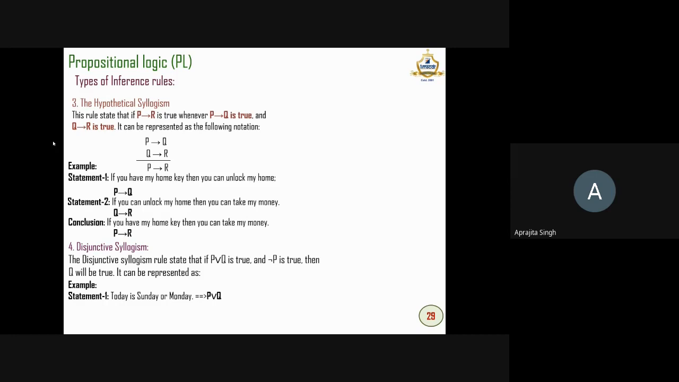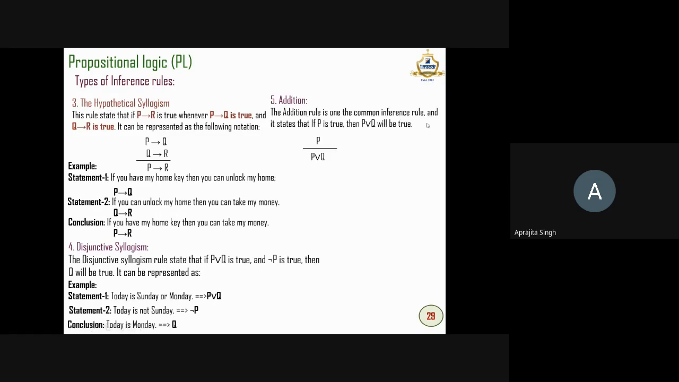So today is Sunday or Monday. P is today is Sunday, Q is today is Monday. Then the statement today is not Sunday, what does that mean? It will be Monday. And if P is 1, then whether Q is 0 or 1 makes no difference. So if P is true, then P or Q will also be true. If P and Q are true, then P or Q will also be true.